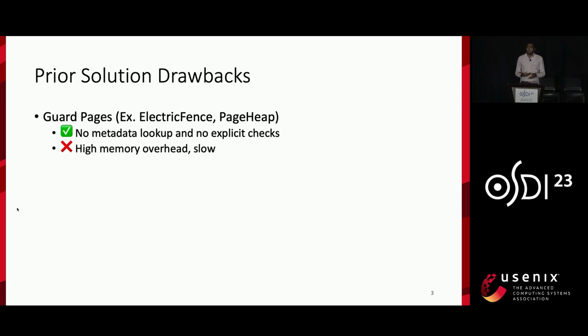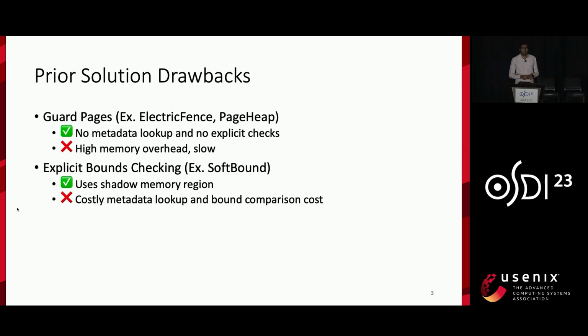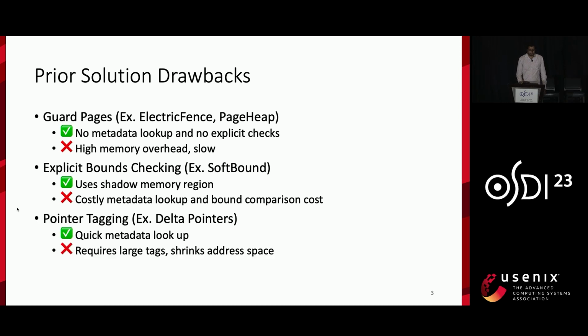The good part is you don't have to look up any metadata. Normal program flow would result in errors if there's an overflow. However, it requires high memory overhead, and there are a lot of system calls to protect the buffer. So there's a cost to performance as well. There can be explicit bounds checks like SoftBound. It uses a shadow memory region, but it has metadata lookup and comparison costs, which are again not viable.